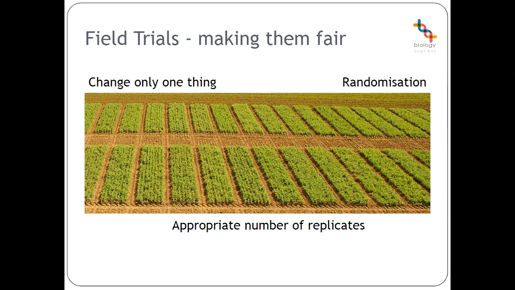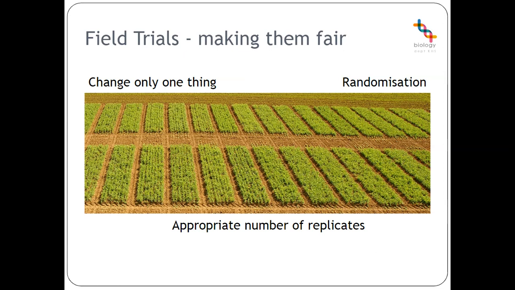So field trials are usually carried out in an area of land which is divided into specific plots, and each plot is given a different treatment, for example changing the herbicide concentration, or we might use different crop plots to grow different varieties of crop.